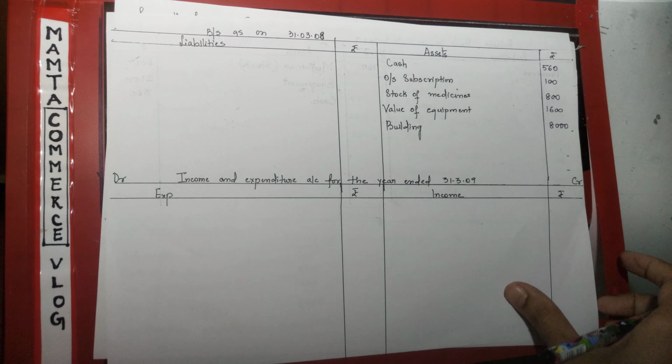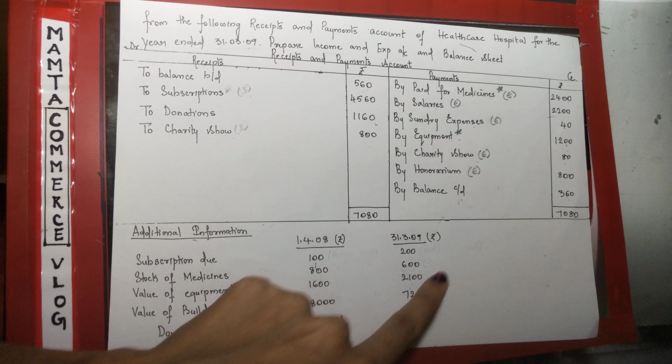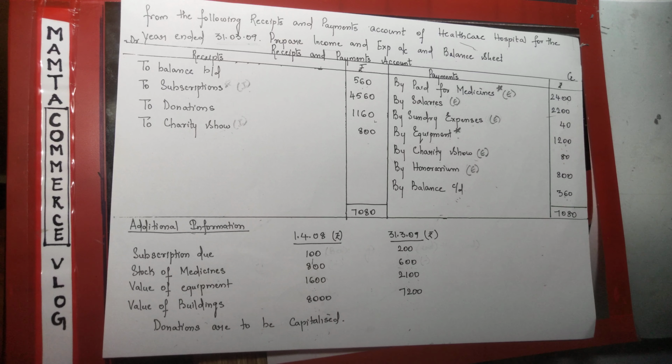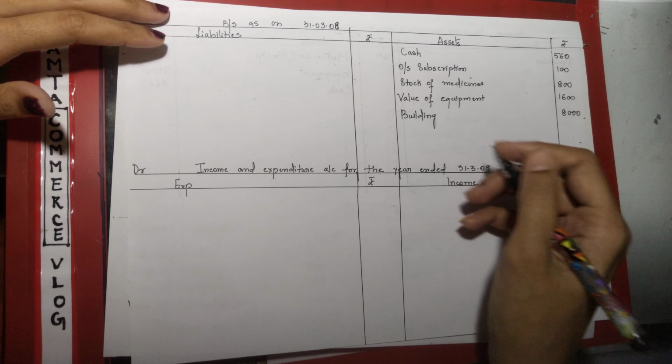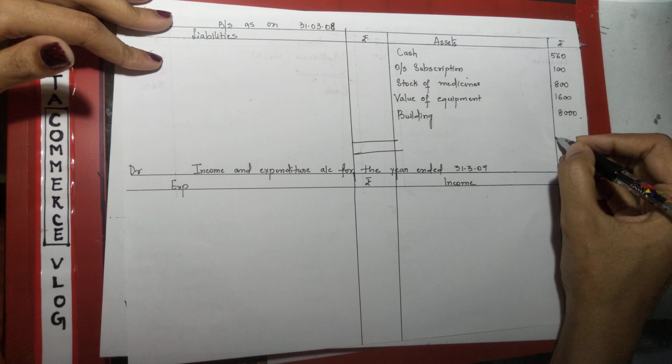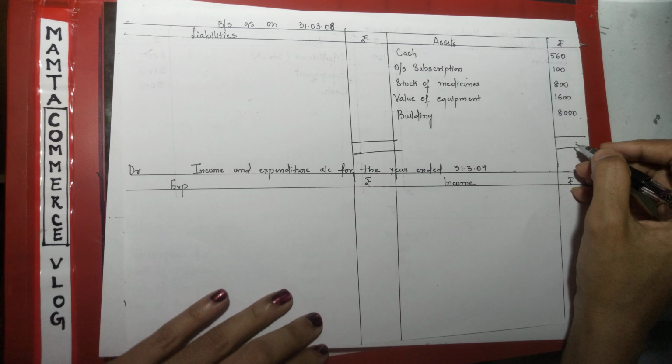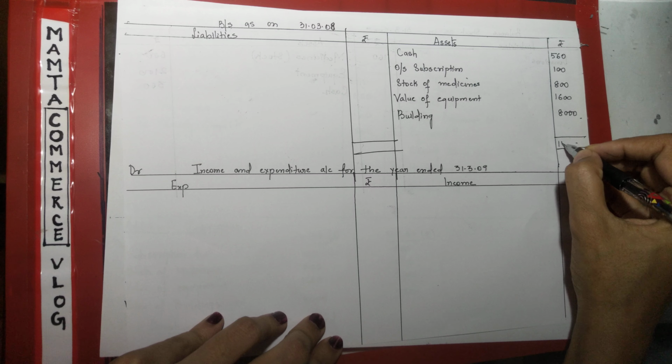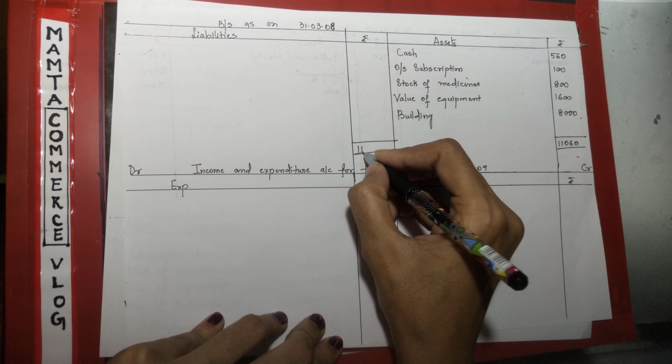Yes, that's it. We just have these 4 points and this cash amount. There is nothing else given related to 1/4/2008. So we will just total it and find out the capital fund. The total of capital fund is 11,060 rupees.